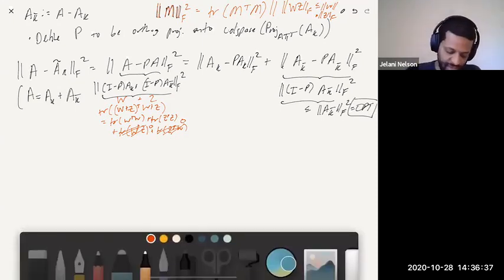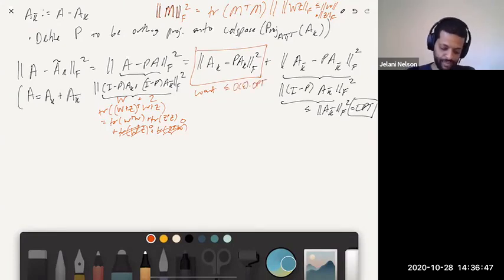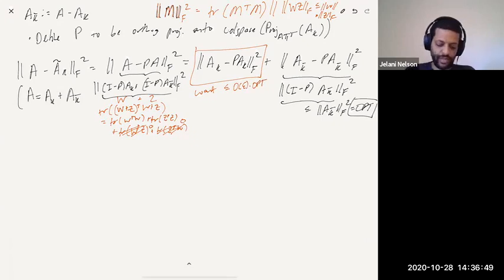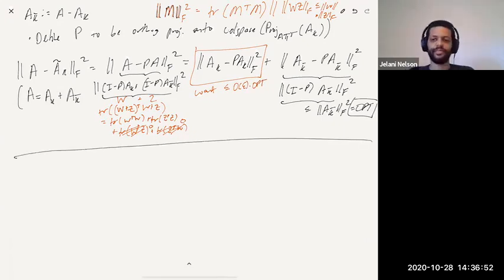Okay. So the name of the game really is bounding this thing. We want this to be at most some O(epsilon) times opt. Okay, so let's bound this thing. And as we're going to see, it turns out that this thing is very closely related to regression.